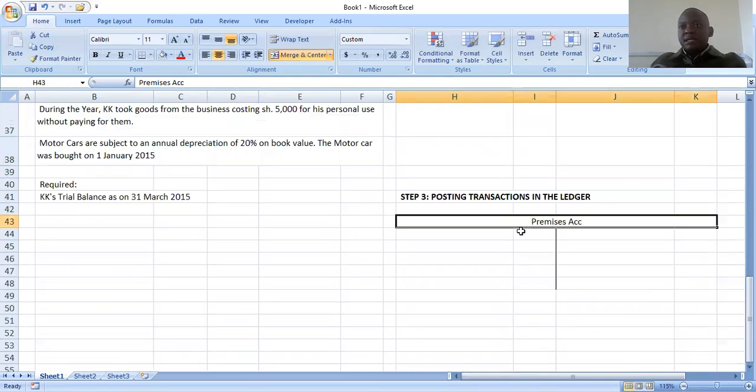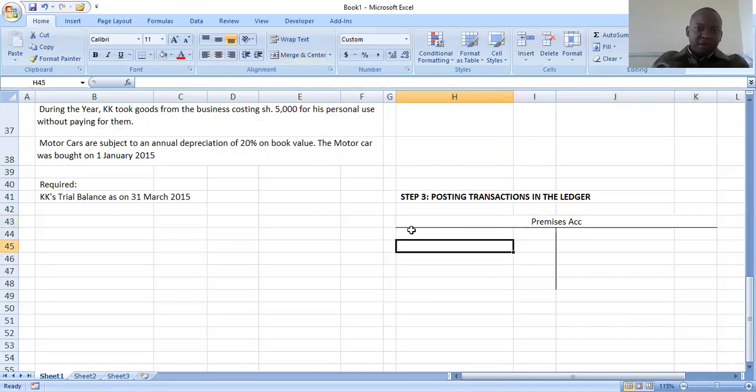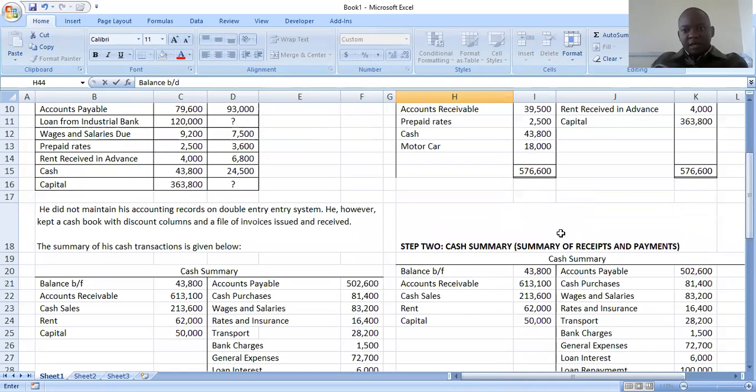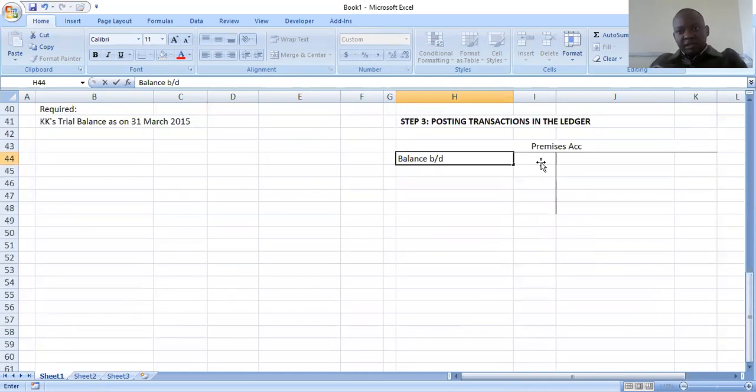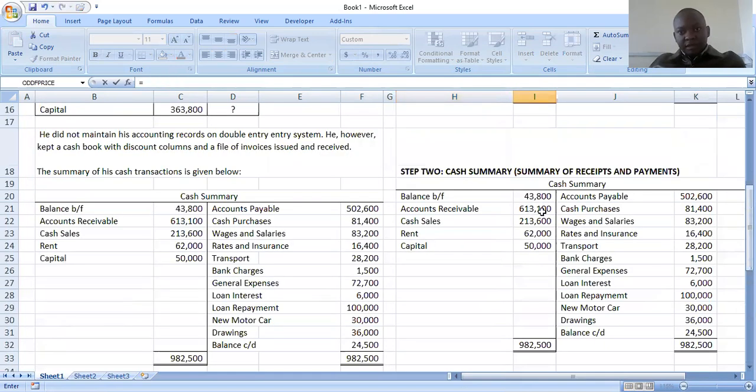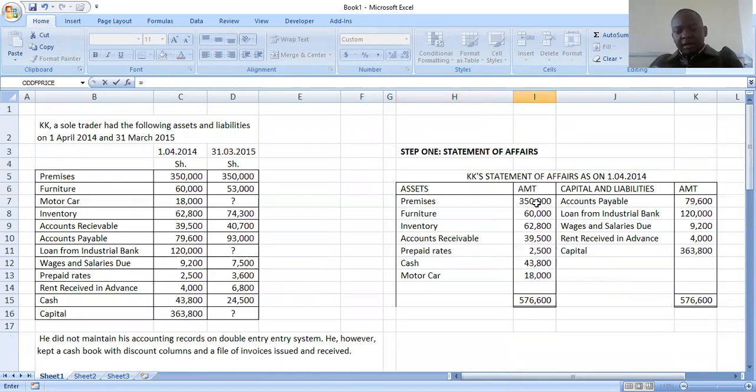So premises is an asset, and assets will always have a debit balance, so we shall therefore have balance on the debit side, the debit balance for premises, that is balance brought down for premises, and the amount is 350,000 shillings.